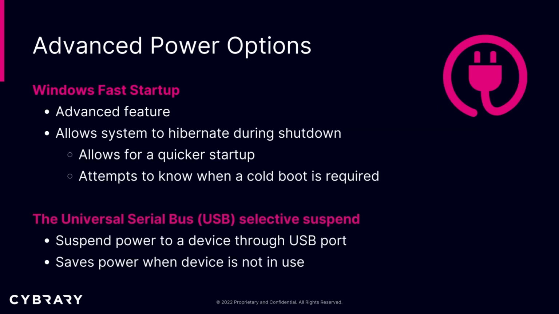Other power options. Windows Fast Startup. This is an advanced feature that allows the system to hibernate during shutdown. Now, this allows for a quicker startup. It attempts to know when a cold boot is required. And there's also something called the Universal Serial Bus or USB Selective Suspend. Basically, this feature suspends power to a device through a USB port, saving power when the device is not in use.